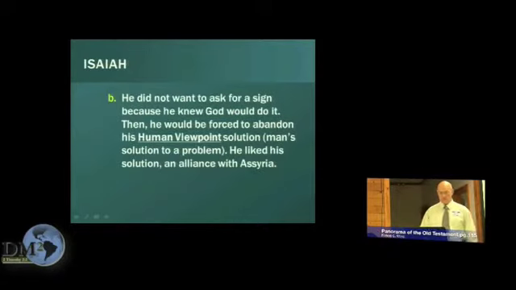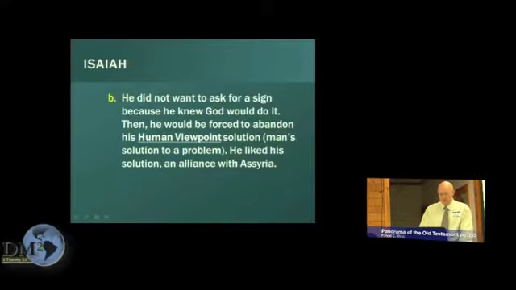He still knew the one true God. He did not want to ask for a sign because he knew God would do it. Then he would be forced to abandon his human viewpoint solution, or man's solution to a problem. He liked his solution. He wanted to make an alliance with Assyria.